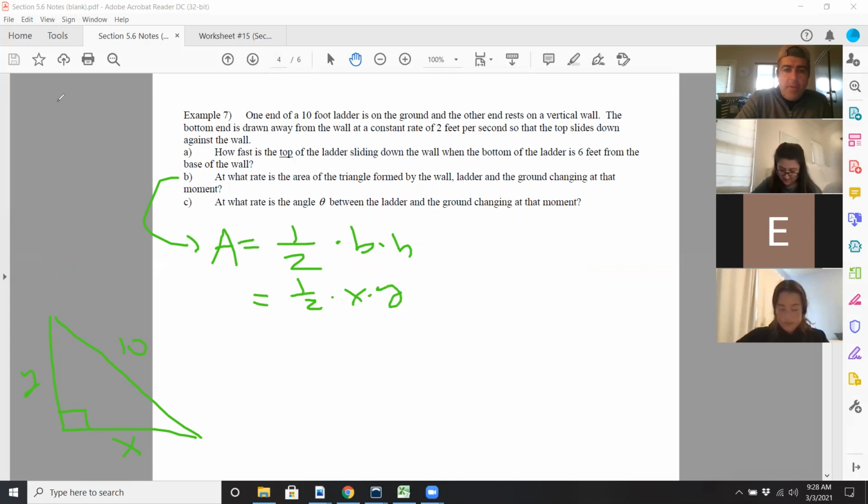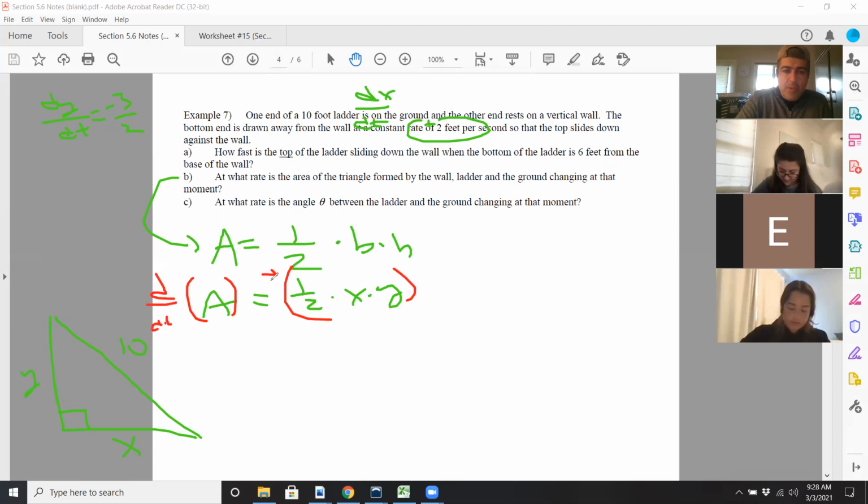And now I know what dy over dt is. dy over dt is negative 3 over 2. And I know dx over dt is 2, right? Positive 2, by the way. So let's do our derivative. I already got the equation now, and I already got a diagram that I did earlier. Let's just get to it.